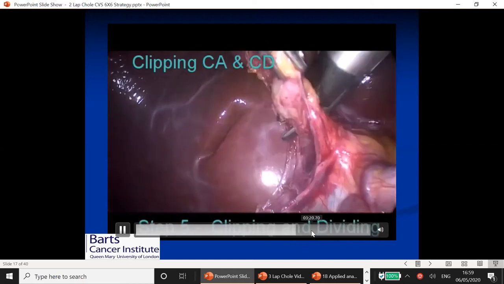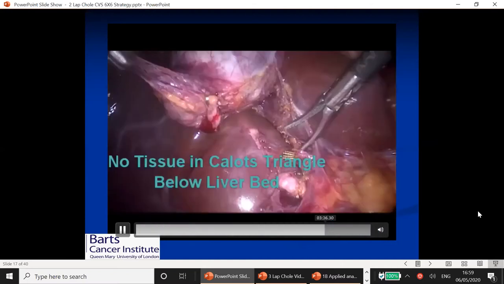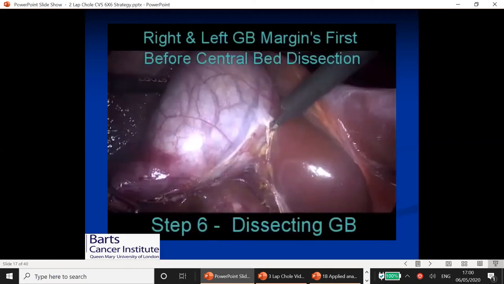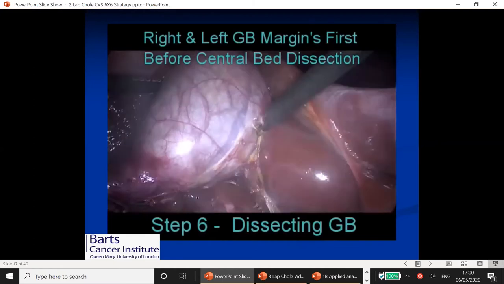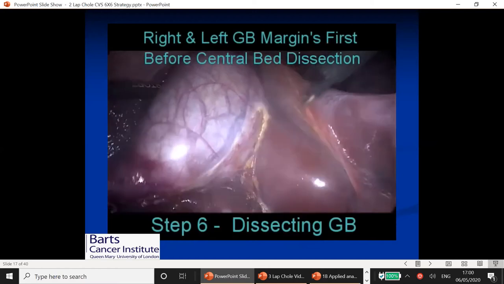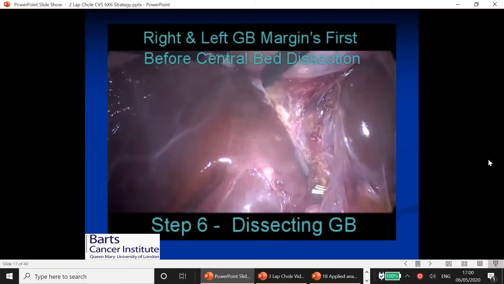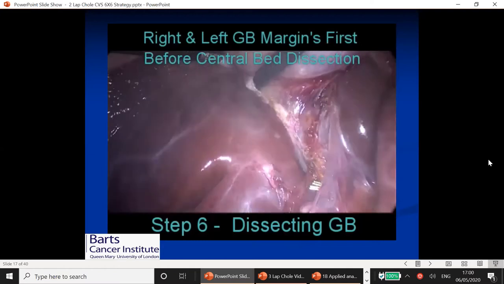So I think I'll just speed up a bit. We've divided. You can see the point of division, and after division there should not be any more pending dissection. The only last step after clipping and dividing any tubular structure should be gallbladder separation. So that completes the six steps of the cholecystectomy procedure and the sixth strategy as described by SAGES in the SAFE cholecystectomy program. So what I'm going to do next is put our panel on the spot.